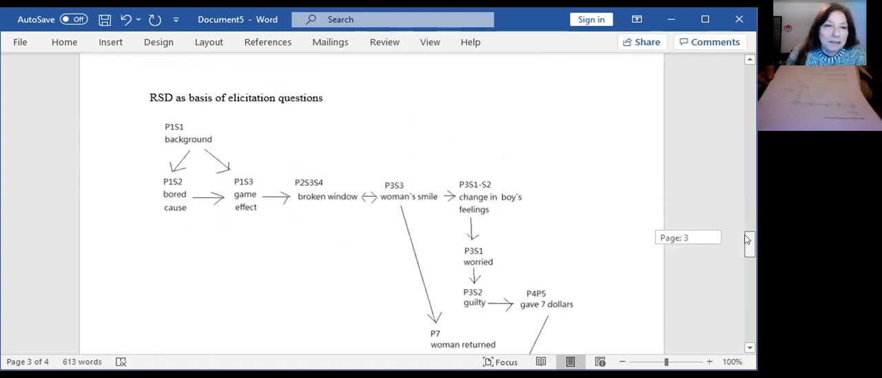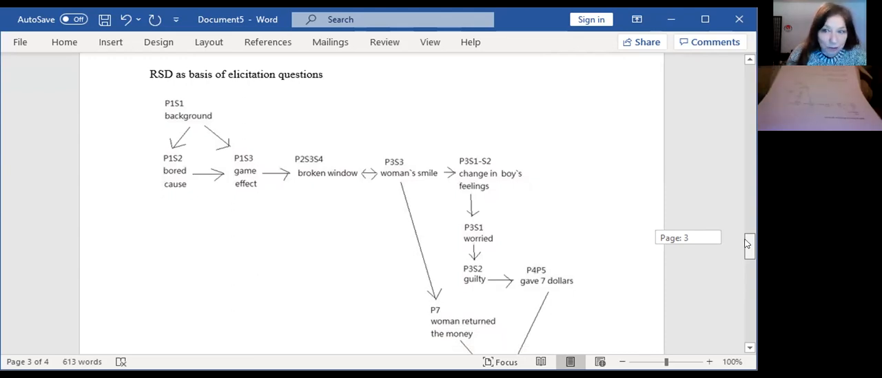Right. So RSD as basis of elicitation questions. Would you give this diagram and then ask the elicitation questions, or would you ask the elicitation questions first and then draw the diagram with the students? How would you do it? I think I'll start with drawing the background. I will draw the background by myself first. And then I will also draw a board. So you draw the background, maybe with a box on the board, okay? And then I will draw a board and a game.